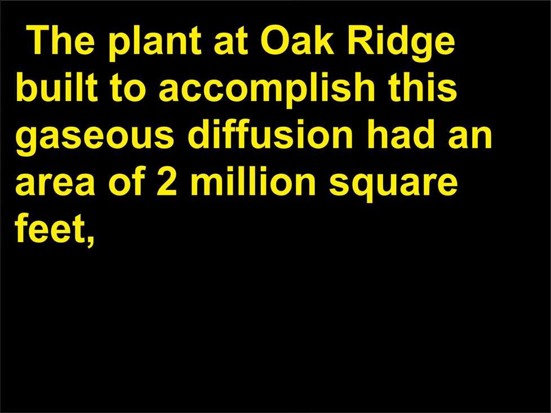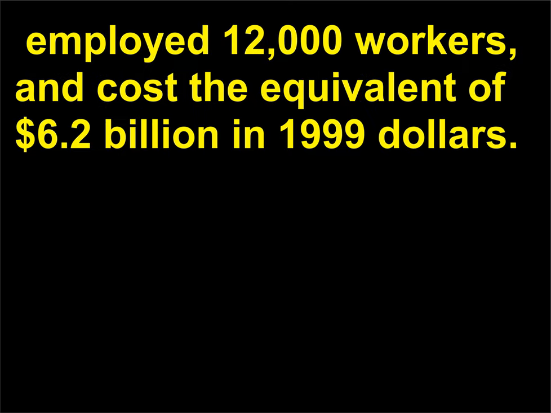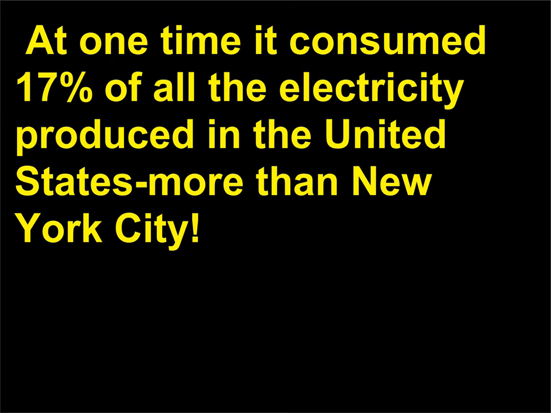The plant at Oak Ridge built to accomplish this gaseous diffusion had an area of 2 million square feet, employed 12,000 workers, and cost the equivalent of $6.2 billion in 1999 dollars. At one time it consumed 17% of all the electricity produced in the United States, more than New York City.